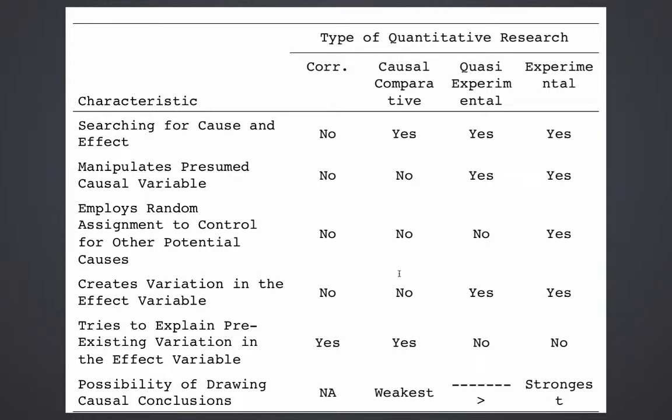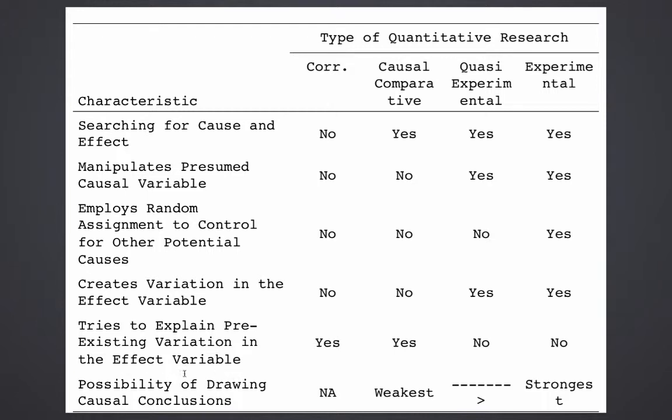Creating variation in the effect variable. Well, you'll see that this row is very much the same as the second row. That highlighting is not working. But the answers to the question, does it create variation in the effect variable, are the same because you have to manipulate something in order to get an effect on the variable. Now, tries to explain pre-existing variation in an effect variable. Pre-existing, that's your key here to how you answer this across the question. So correlational, it's pre-existing because there was no manipulation. So this row is essentially the opposite of the manipulation row and the creating variation in the effect variable.